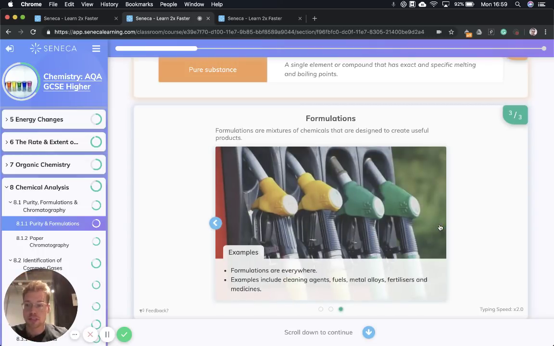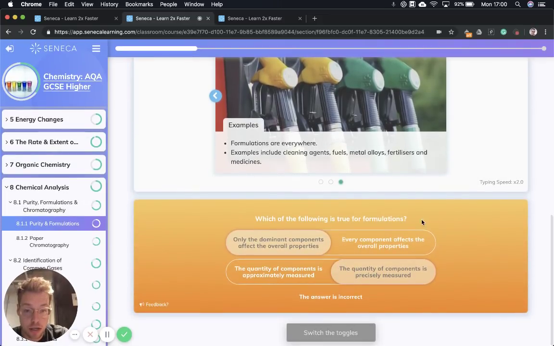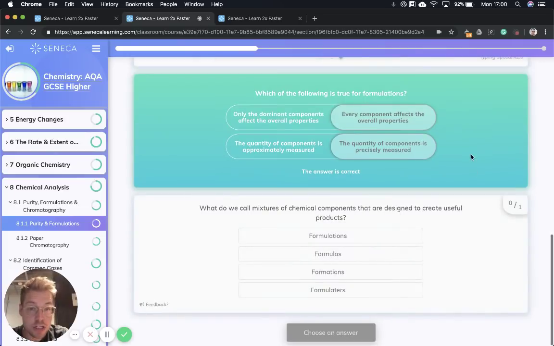Examples. Formulations are everywhere. Left, right, up. There's maybe one behind me. I don't know. Examples include cleaning agents, fuels, metal alloys, fertilizers, and medicines. So remember, to summarize, formulations are mixtures of chemicals that are designed to create useful products. Some facts about formulations: every component affects the overall properties, and the quantity of components is precisely measured. That is precise. So precise, specific, amazing.